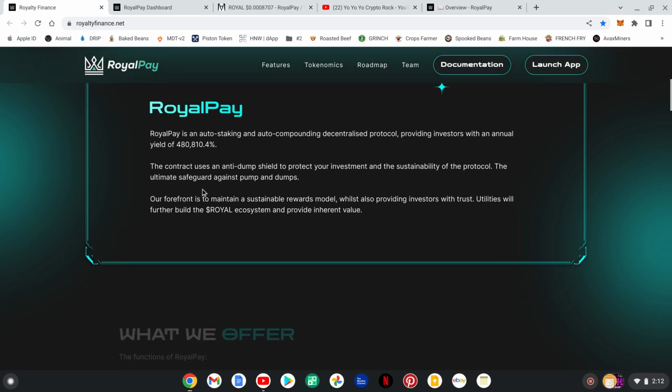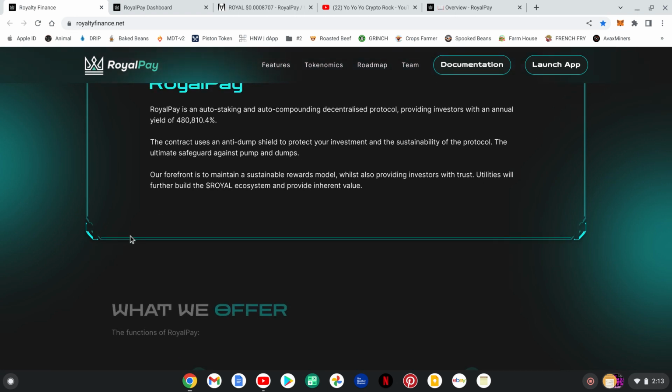So the contract uses an anti-dump shield to protect your investment and the sustainability of the protocol, the ultimate safeguard against pump and dumps. Our forefront is to maintain a sustainable rewards model whilst also providing investors with trust. Utilities will further build the Royal ecosystem and provide inherent value.